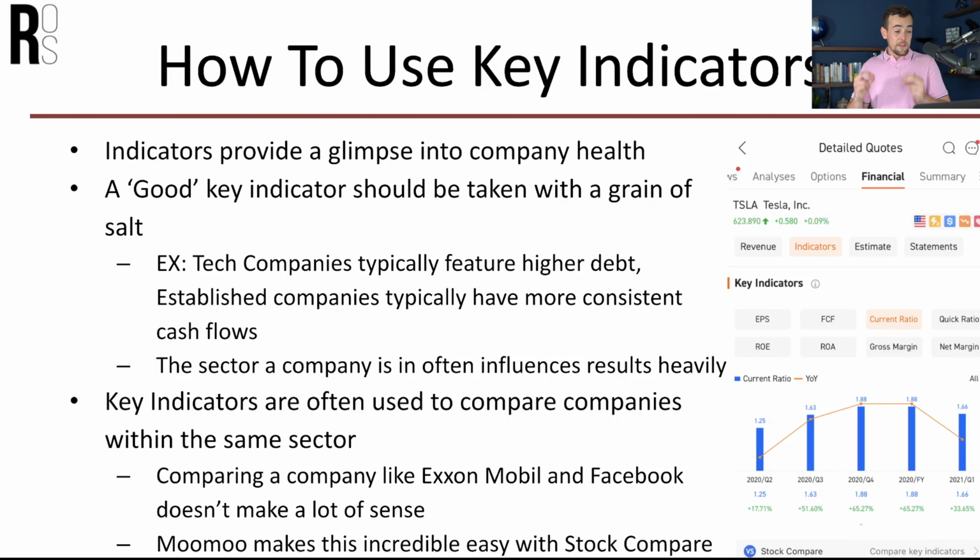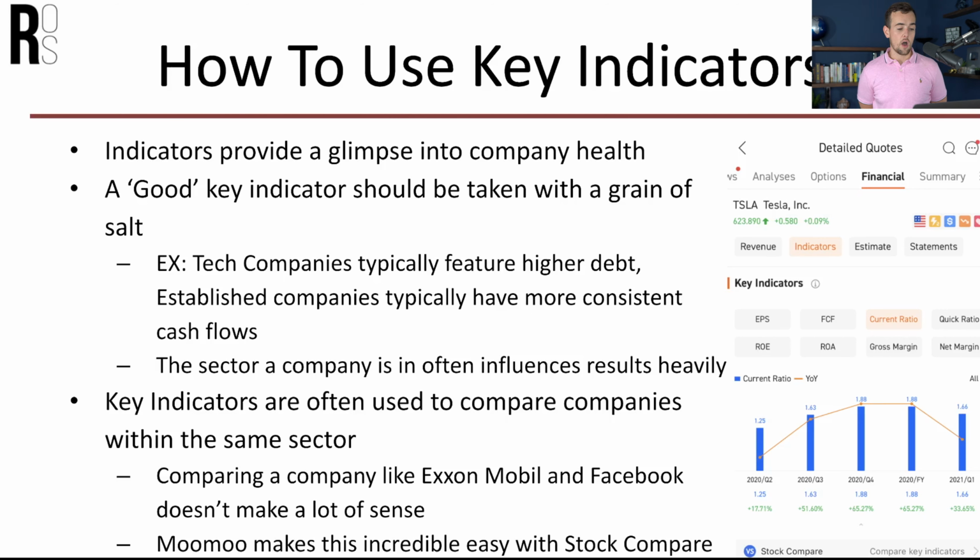So overall, these indicators provide you with a glimpse into the company's financial health. A good key indicator should be taken with a grain of salt. For example, tech companies typically feature higher debt. Established companies typically have more consistent cash flows. So there's different traits or characteristics of different types of stocks out there. For example, they're looking at tech or growth stocks versus more blue chip or value stocks.